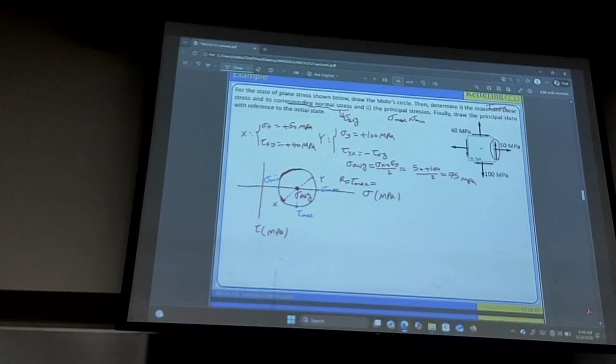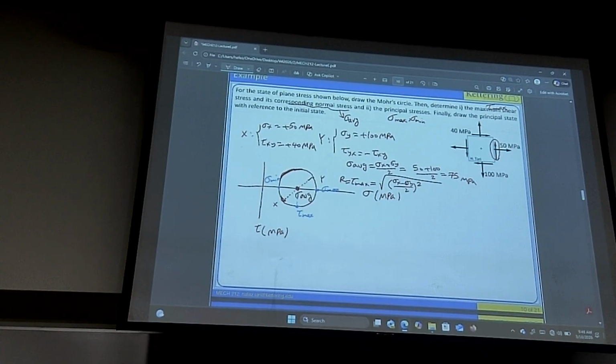That is the square root of the... wait, no, it's not sigma average, it's sigma x minus sigma y over 2, squared. And Braden, believe it or not, people have been making that mistake. It's subtracted though, because it's negative. All right, yes, please continue now.